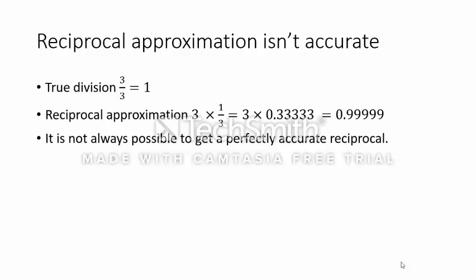For example, let's say true division for 3 by 3 is 1. Then reciprocal approximation is 3 into a by b, which is 3 into 1 by 3, that is 3 into 0.333. That will be 0.9999. Here we are sacrificing some accuracy in favor of speed.